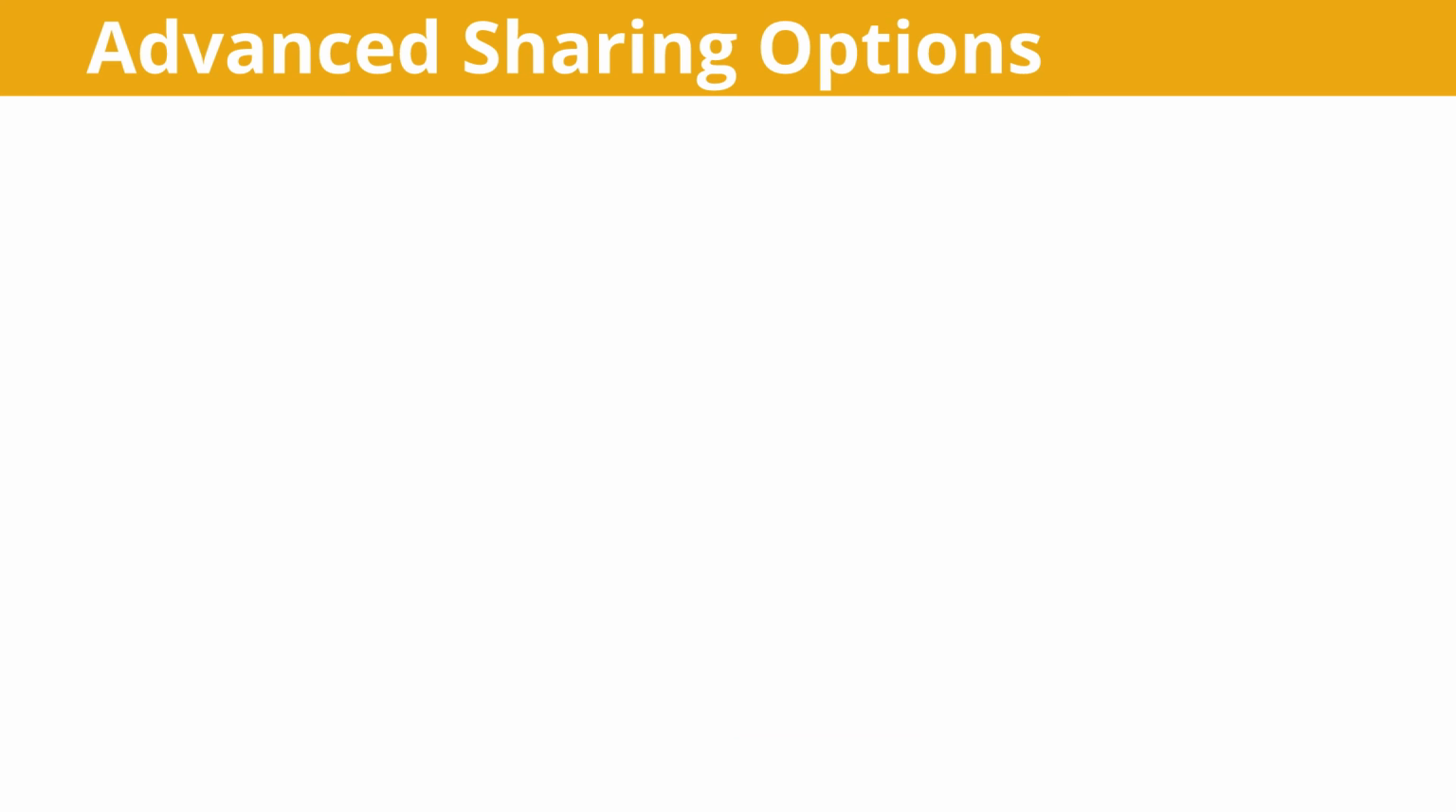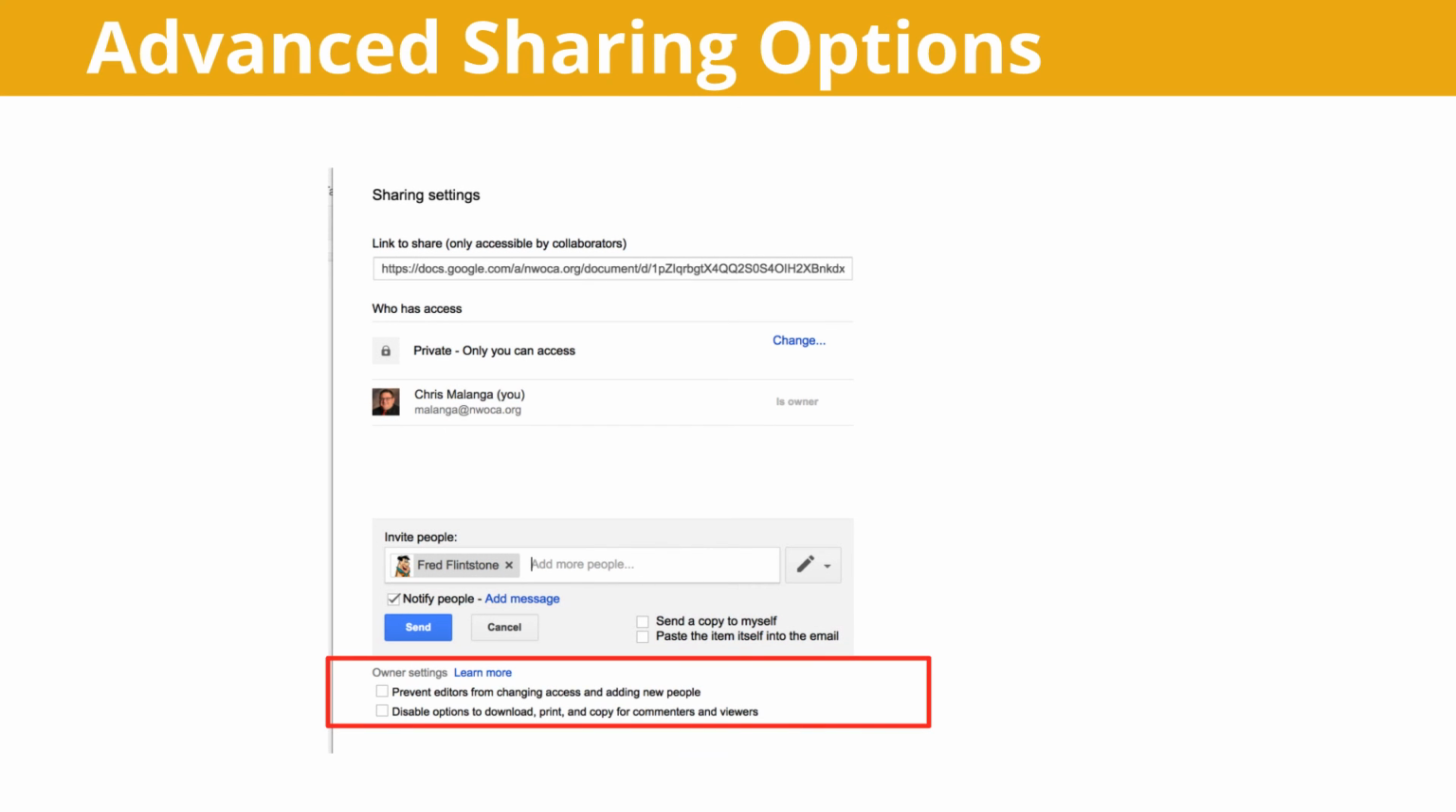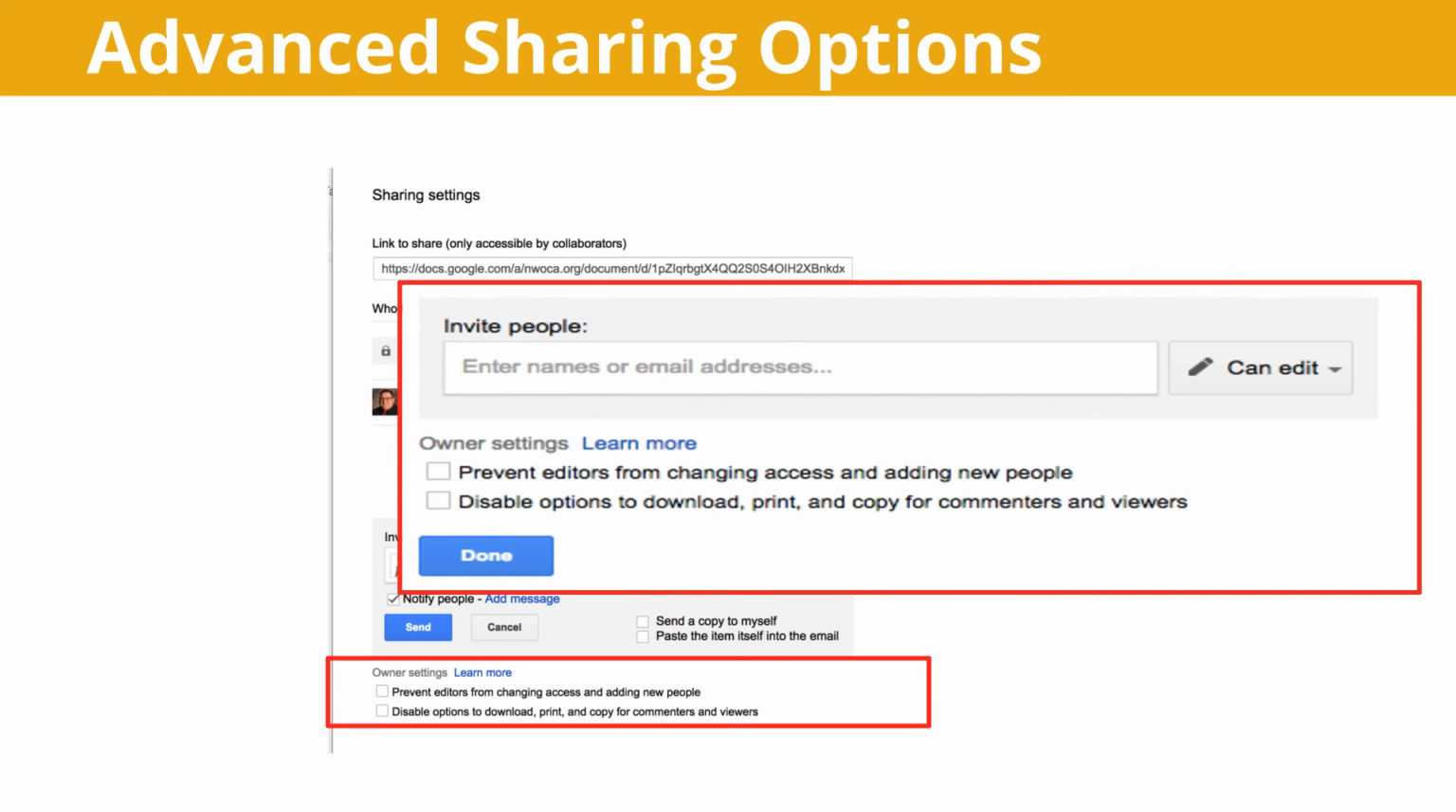There are some advanced sharing options. At the bottom of your sharing settings, there are 2 options here that are called owner settings. I'm going to blow those up so you can see that. Here we can prevent editors from changing access and adding new people. For example, if I share something with my boss and I prevent him from adding new people, he won't be able to share it with anybody else on my team.